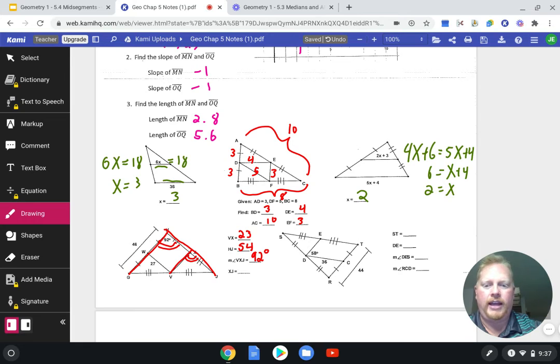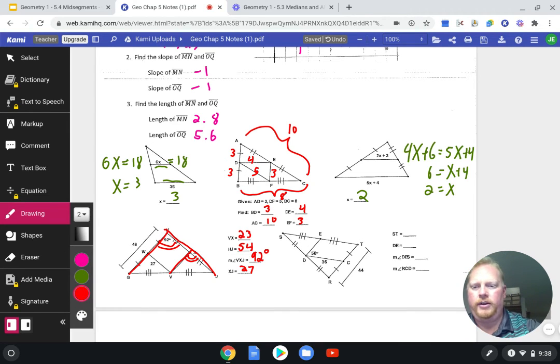And finally, XJ. See, XJ, that's part of the side of the triangle. It's not the full side of the triangle, all right? But if VW is 27, then XJ is also 27. Now, I may have drawn on that too much to be clear, but we'll do examples in class, and hopefully this won't be too bad for you. All right, last question here.